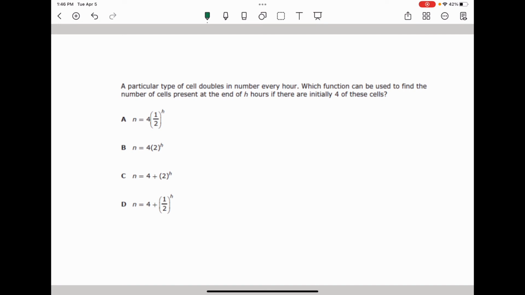So this question tells me that a particular type of cell doubles in number every time. So it's doubling, so it's being multiplied by 2. Which function can be used to find the number of cells present at the end of h hours if there are initially 4 of these cells?